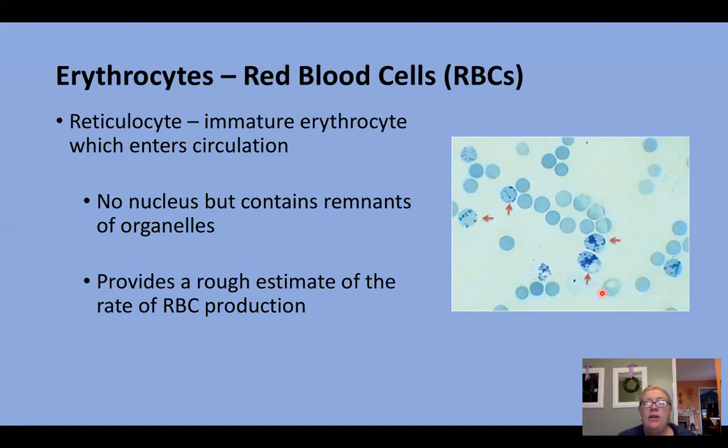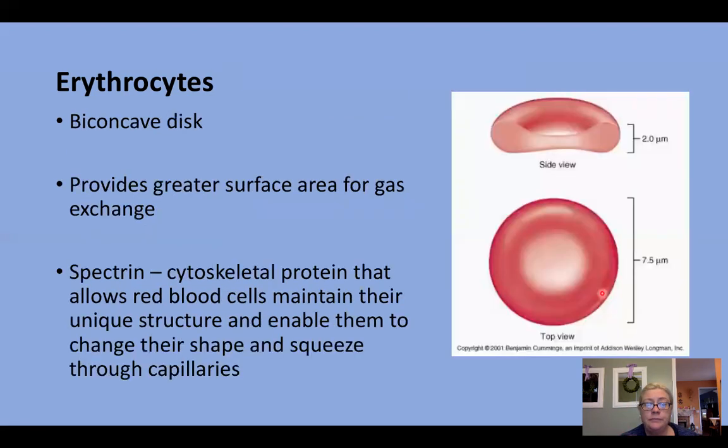Now, reticulocytes can be very helpful because if you take a blood sample and you count the number of red blood cells in circulation and compare that to the number of reticulocytes in circulation, you can get an estimation of the rate of new red blood cell production. If you have a lot of reticulocytes in circulation, your body is in the process of producing a lot of new red blood cells. If there is a low reticulocyte count, then your red blood cell production has slowed down.